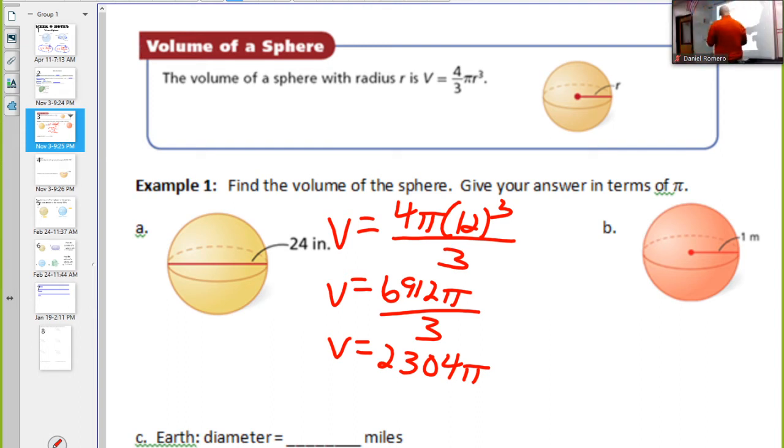Okay, any questions on that one? Okay, let's go to the next one. This is also a sphere, so volume is equal to 4 pi. What's the radius here?